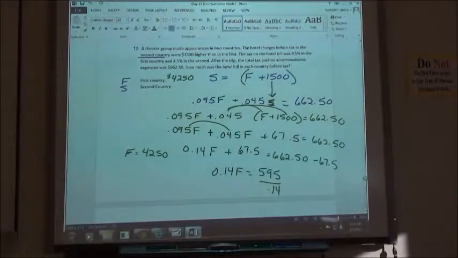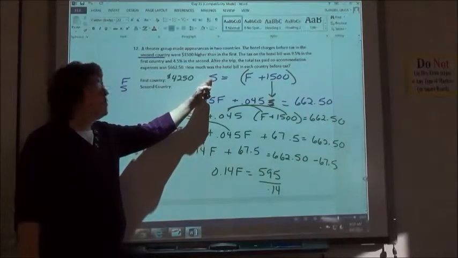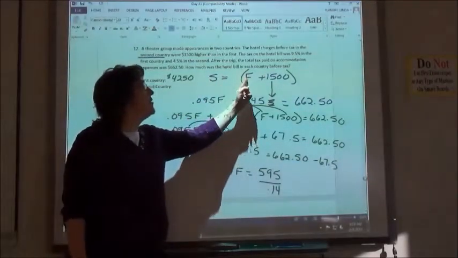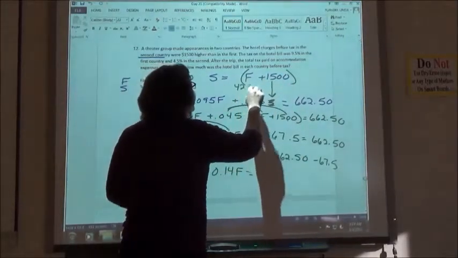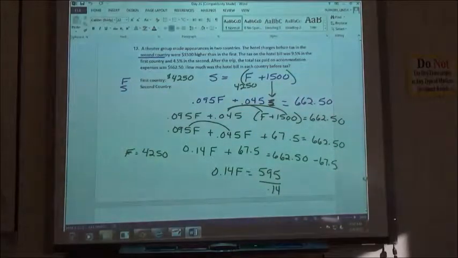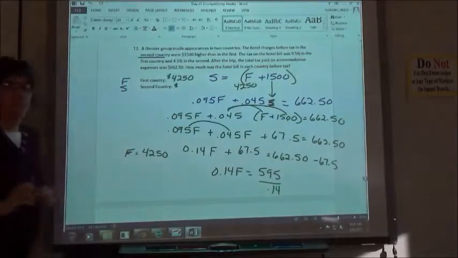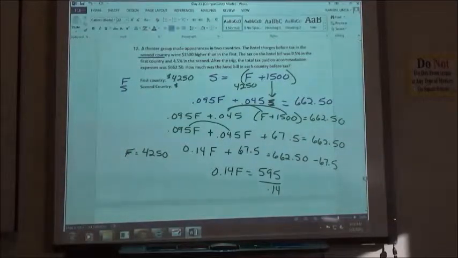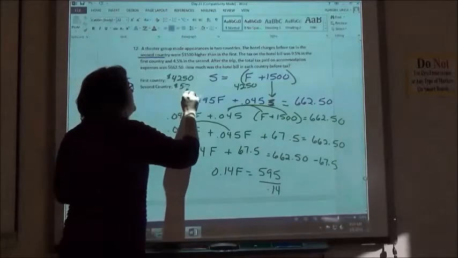In the second country then, I'm going to find the second country. I'm going to go back here to that very top equation. It says it's the first plus 1,500. So if we take our 4,250 plus 1,500, we get 5,750.